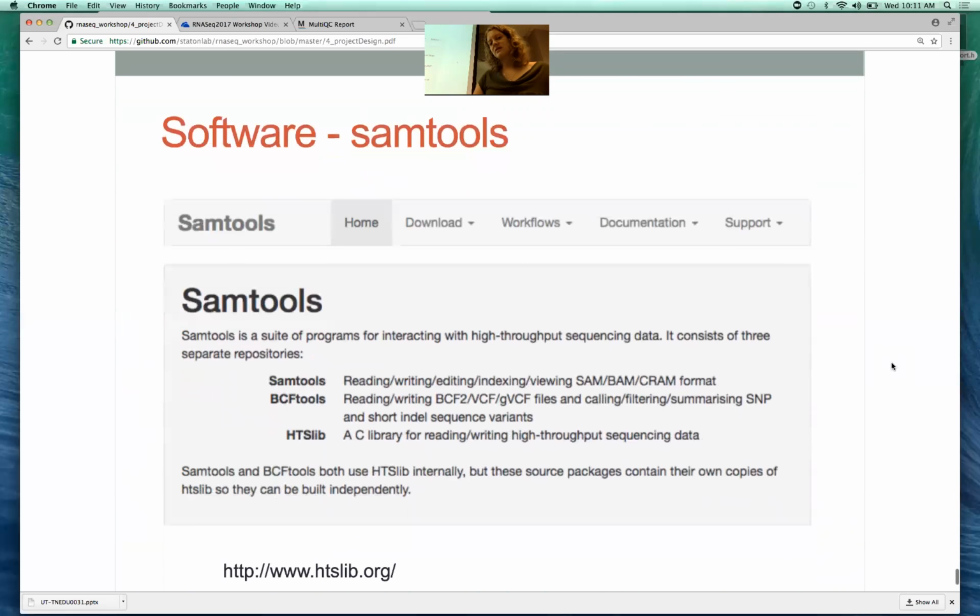So SAMtools is a software that you're going to use to manipulate these files. htslib.org is the place where you find documentation and information about SAMtools. If you're going to be calling variants like SNPs, BCFtools is also going to be your friend. And they have a whole set of formats for variant calling that are similar to SAM and BAM. We won't get into those in this class, but I want you to know that they exist.